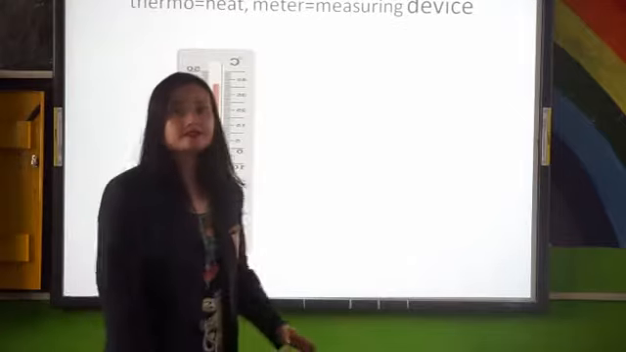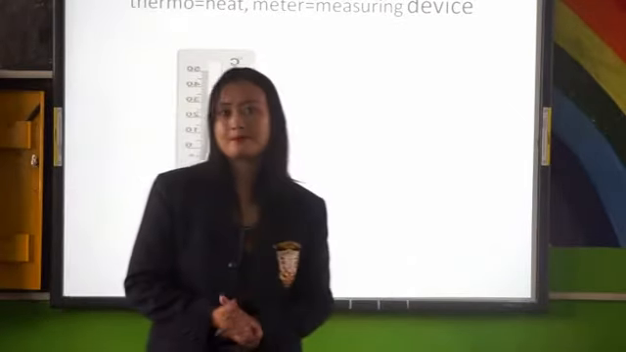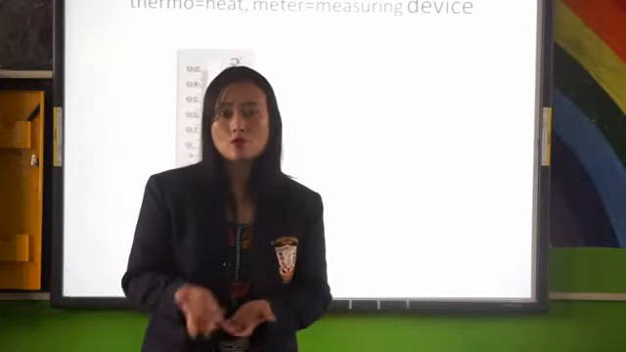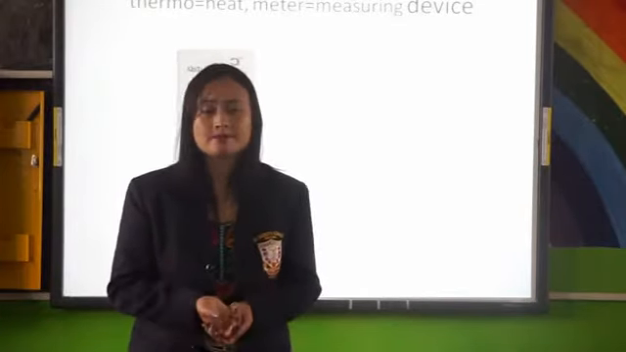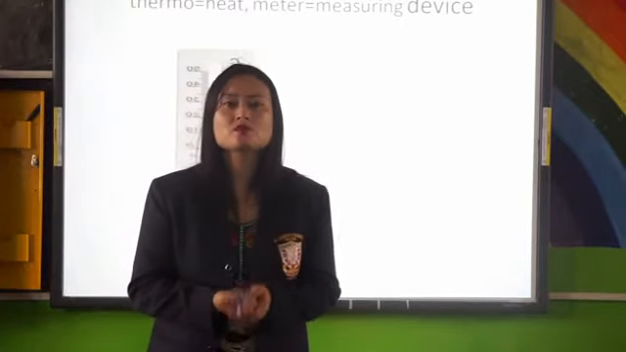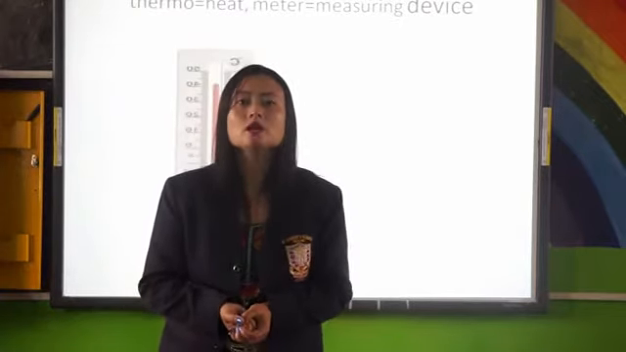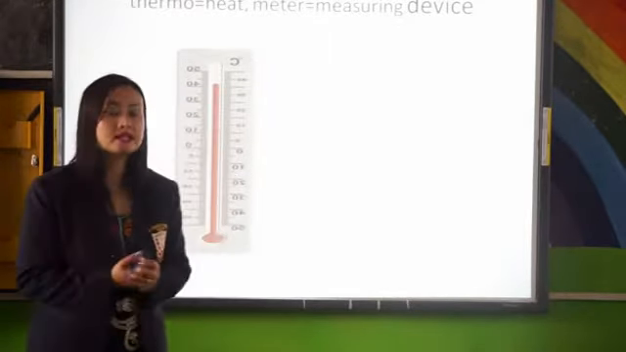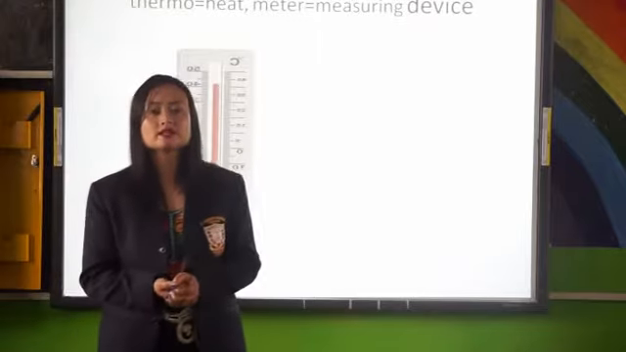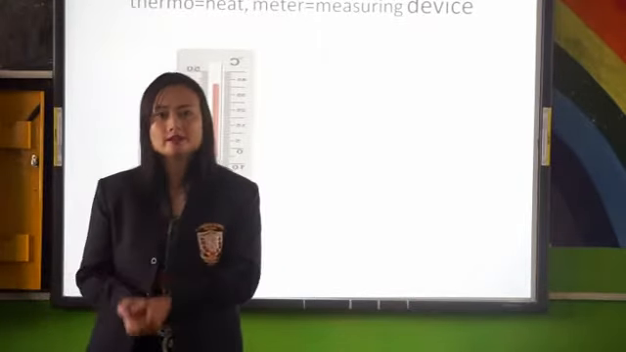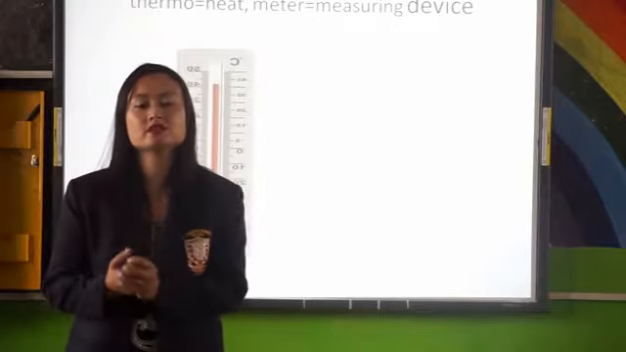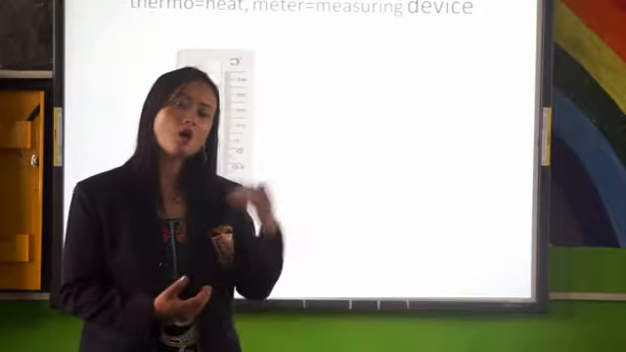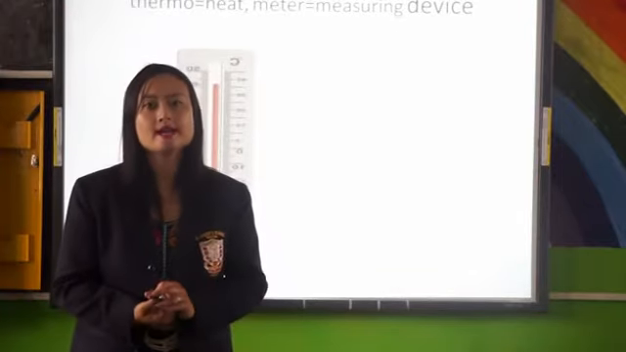Now, there is an instrument used for measuring temperature, and you've seen it in your day-to-day life, isn't it? You see it in the lab, you see it at home also. You see it most of the time. And that instrument which measures the temperature is called a thermometer. Okay, and the word thermometer means, thermo means heat and meter means measuring device. That is heat measuring device. So thermometer measures the temperature. That means how hot an object is or how cold an object is.